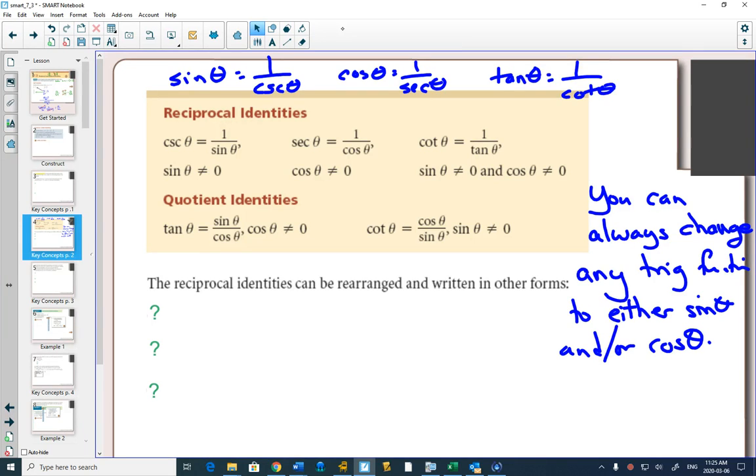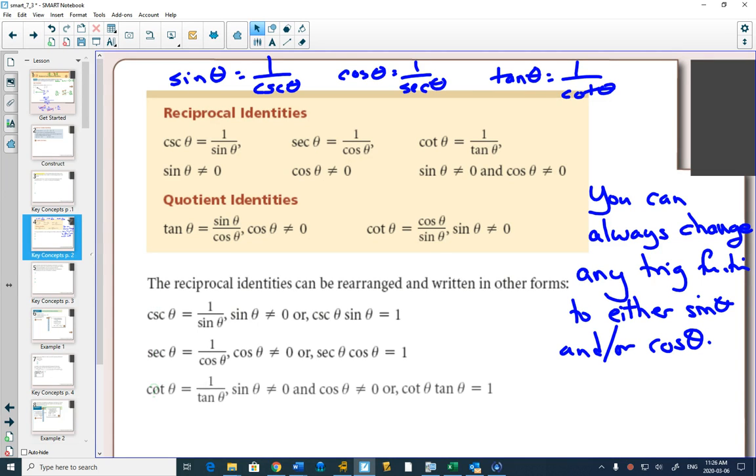These are our initial toolbox. Okay? I'm going to add one more item to our toolbox, but these are the initial things that you already know. With these, if you do one mental math thing to them, for example, can you see that I could multiply both sides of this equation by sine of theta and then get cosecant of theta times sine of theta is equal to 1? And I could do the same thing with secant of theta and cotangent of theta.